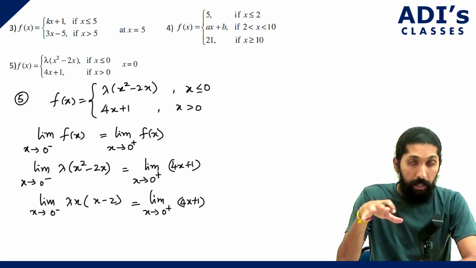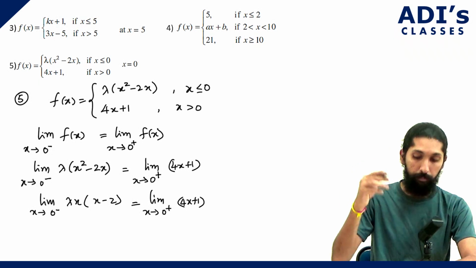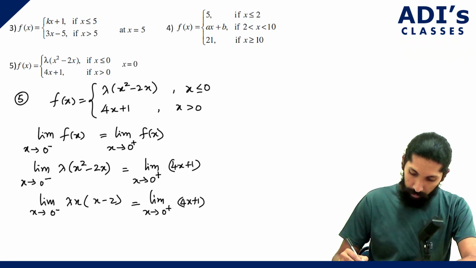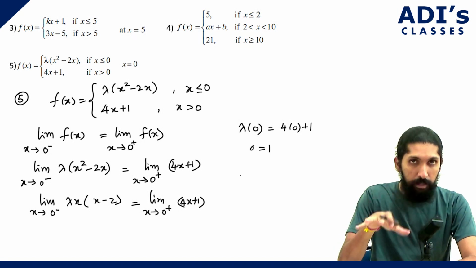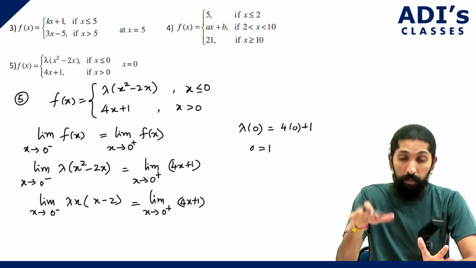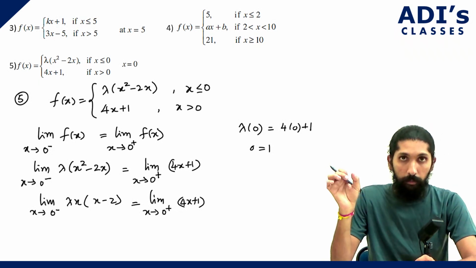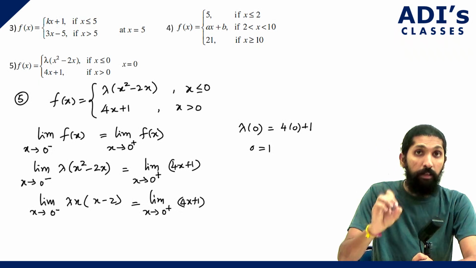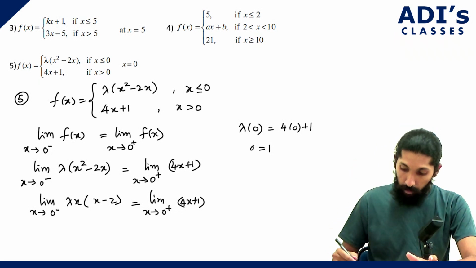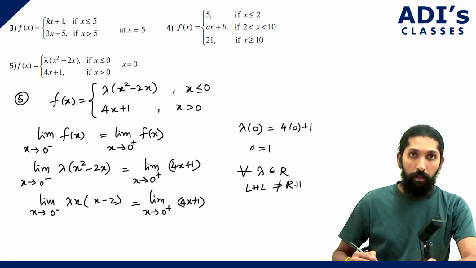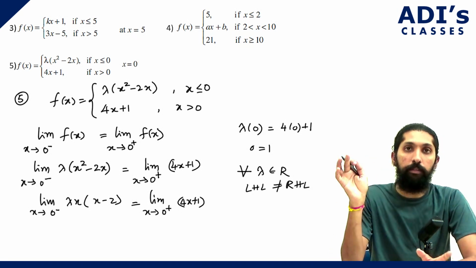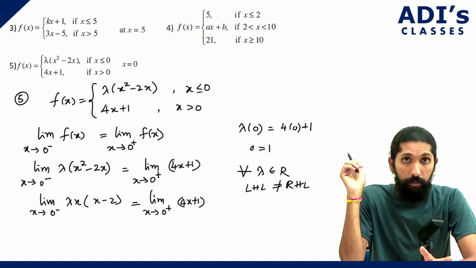Now, if you apply x value as 0, doesn't matter when you're going to apply, so what will you get? Lambda into 0 is equal to 4 into 0 plus 1. 0 is equal to 1. Now, is this possible? It is never possible, correct? Now, since 0 is not equal to 1, so what can we say? For any value of lambda, that means for all lambda belonging to R, LHL is not equal to RHL, correct? You take whatever value of lambda, doesn't matter. LHL is never equal to RHL, correct?